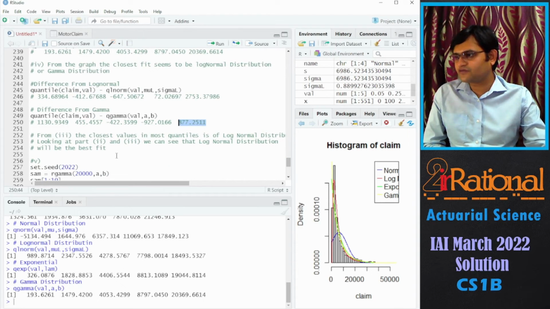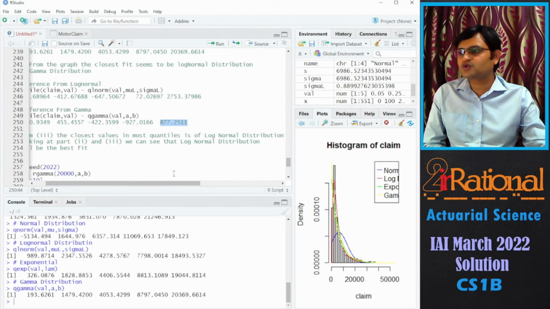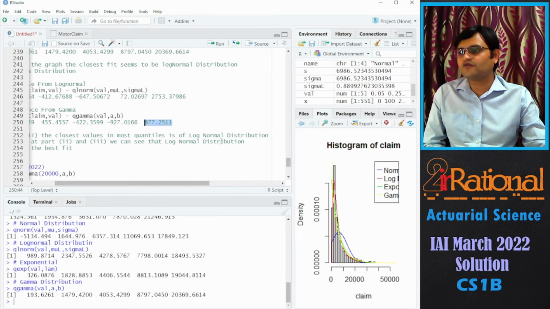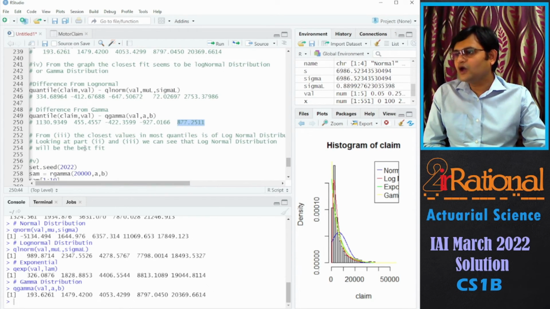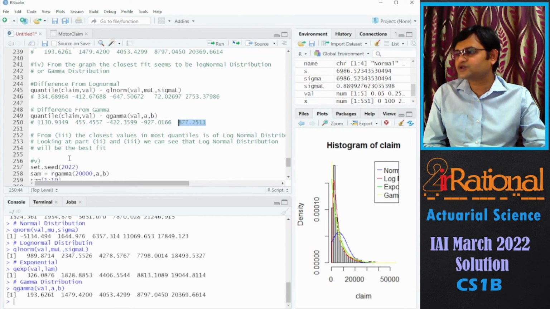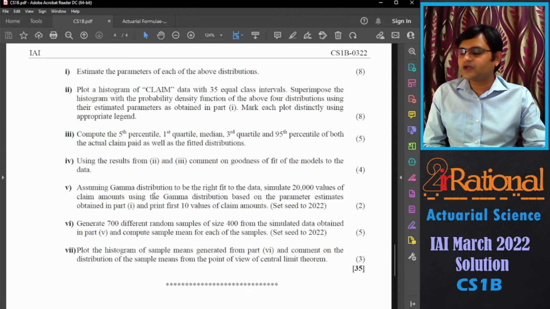So accordingly, I have written here, from third, the closest value in the most quantiles is of log normal distribution. Looking at part 2 and 3, we can see that log normal distribution will be the best fit. You can also comment that second best would be gamma distribution, or you can say gamma distribution will also be a good fit.